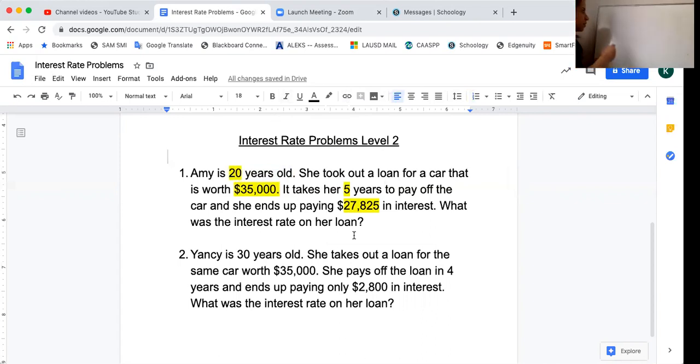So let me go ahead and write down the parts of the equation. We have I equals PRT. So interest, they're telling us right here that the interest is $27,825. So I'm going to write $27,825. And then the principal is going to be $35,000. The rate is, we don't know what that is. That's what it's asking us. And then the time is 5 years.